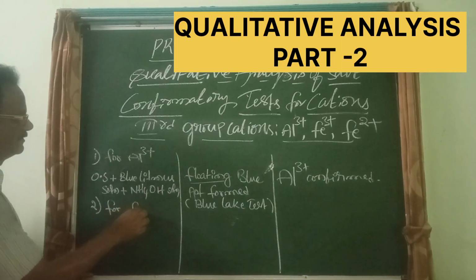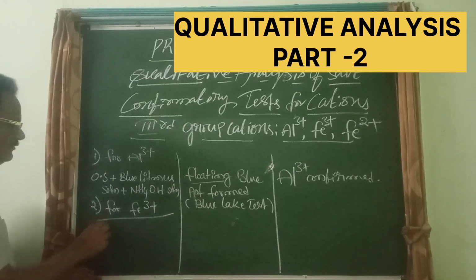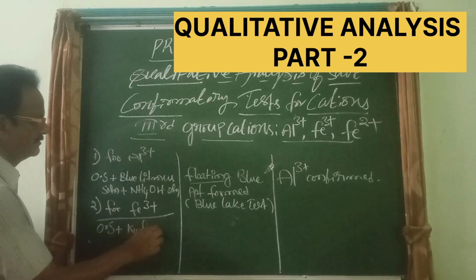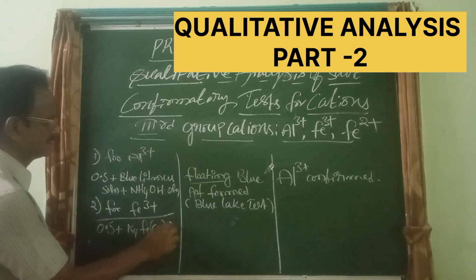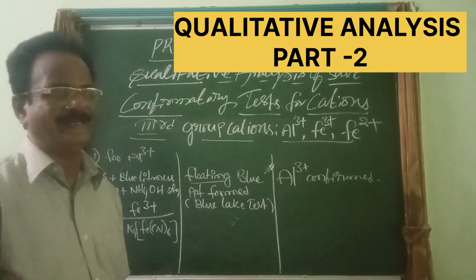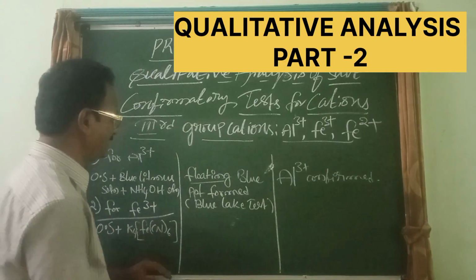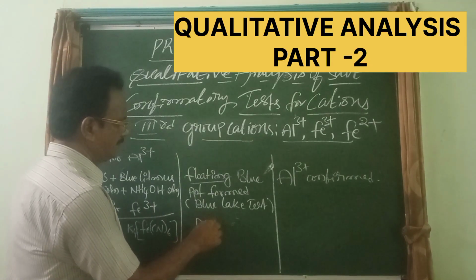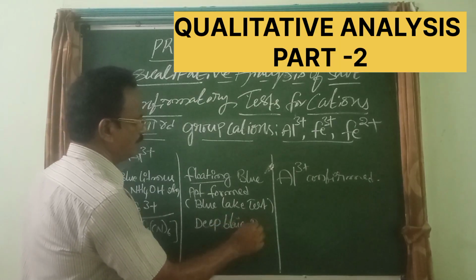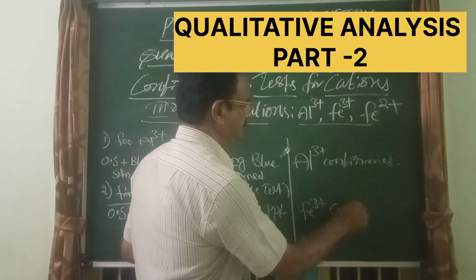For Fe3+, when original solution is added with potassium ferrocyanide, K4Fe(CN)6, okay, potassium ferrocyanide, then if there is deep blue color precipitate, deep blue precipitate is found, Fe3+ is confirmed.